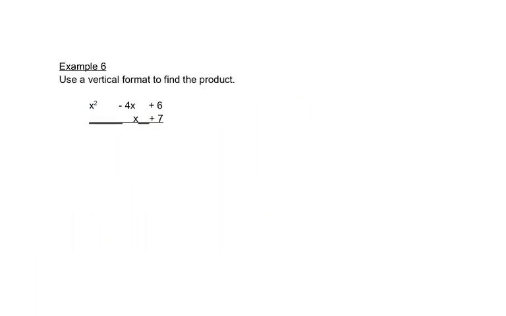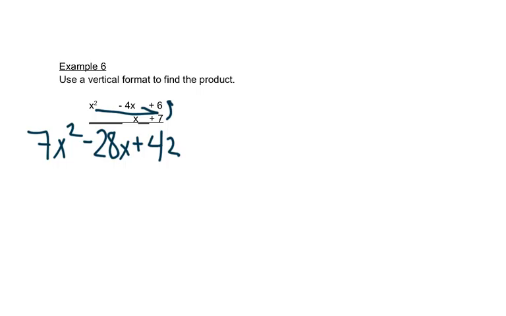Sometimes it's easier again to do a vertical format, up and down. We're multiplying these, and this works a lot like that long multiplication that you did in elementary school. So we're going to start with this 7, and multiply this 7 times everything above it. So 7 times 6 is 42, positive, so we'll put a plus sign in front of it. And then 7 times a negative 4 is a negative 28x. And then 7 times x squared is 7x squared.